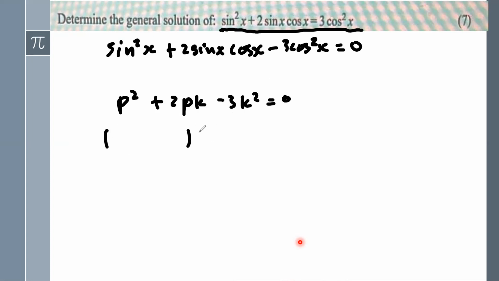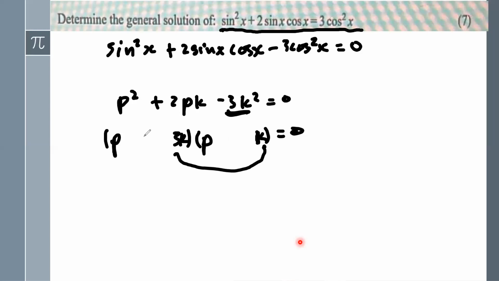Well, by inspection, I know that p by p is p squared. And the factors of 3, strictly speaking, 3 is a prime number, so it's just 3 and 1. So I must have a 3k here and a k. Now, the middle term is a positive 2. That means from these factors, the positive will go with the bigger factor. That has to be a negative because I want the last term to be negative.